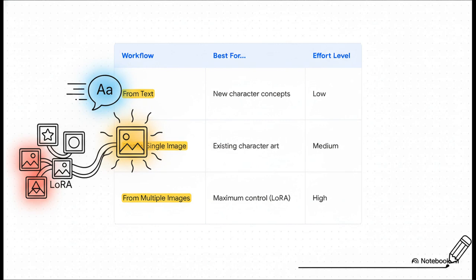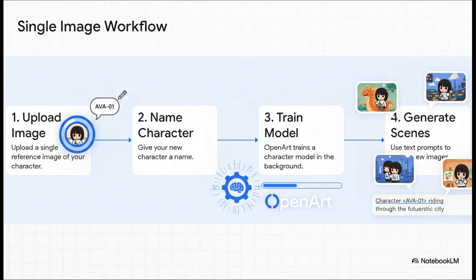First up, from text. This is your low-effort, super-fast option for just banging out new ideas. Then you have from a single image. Honestly, this is the sweet spot for most of us. You give it one good reference image and the AI just runs with it. And finally, from multiple images. This is the high-effort, max control route where you train a custom mini model of your character, a LoRA, for insane detail and accuracy. Just to show you how easy it is, let's look at that single image workflow.